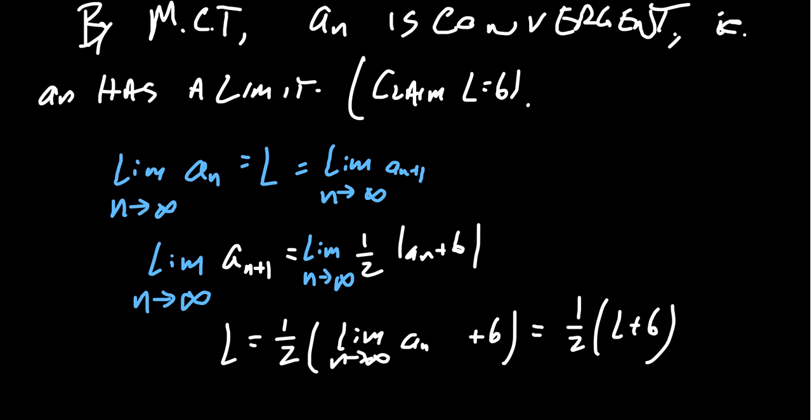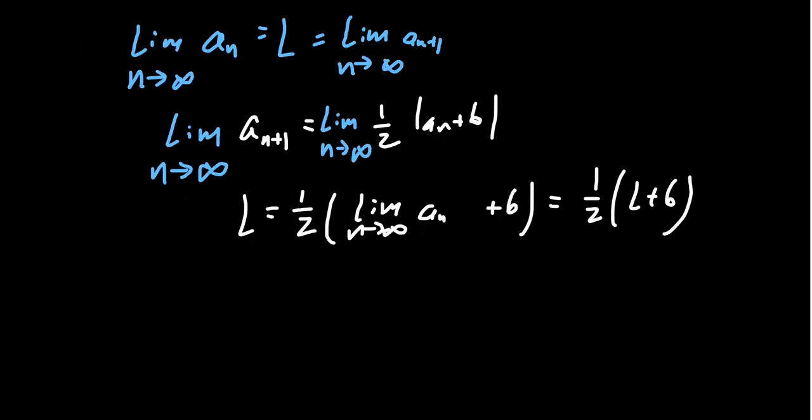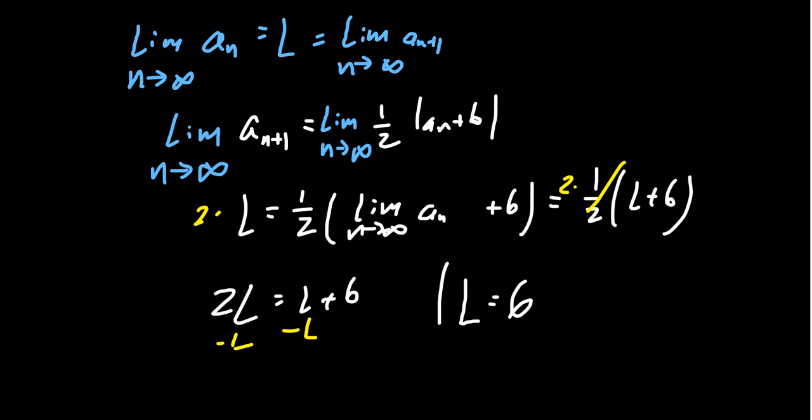And so now we just want to solve this equation for L. Times both sides of the equation by 2. We do this to cancel the 1/2 on the right-hand side. We get 2L equals L plus 6. We're going to subtract L from both sides, and then we can see exactly what we're looking for, that this limit is equal to 6. So it's exactly what we claimed it to be.